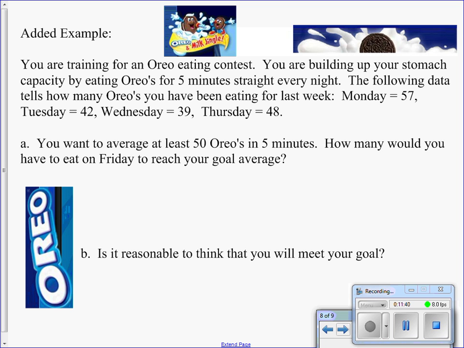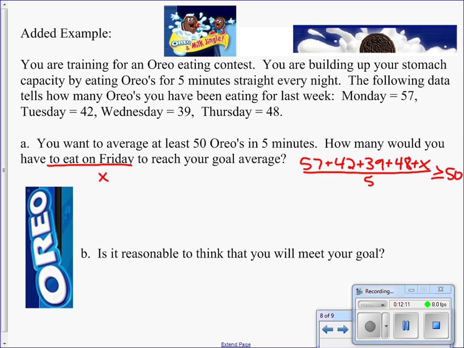We would set this up. So how many we'd have to eat on Friday is our x. If you had all this information, you would take the 57 plus the 42 plus the 39 plus the 48 plus the Friday, divide that by 5, and you'd want that to be at least 50, so greater than or equal to 50. And we'd go about solving this like we do. Combine all of those, add those all up.